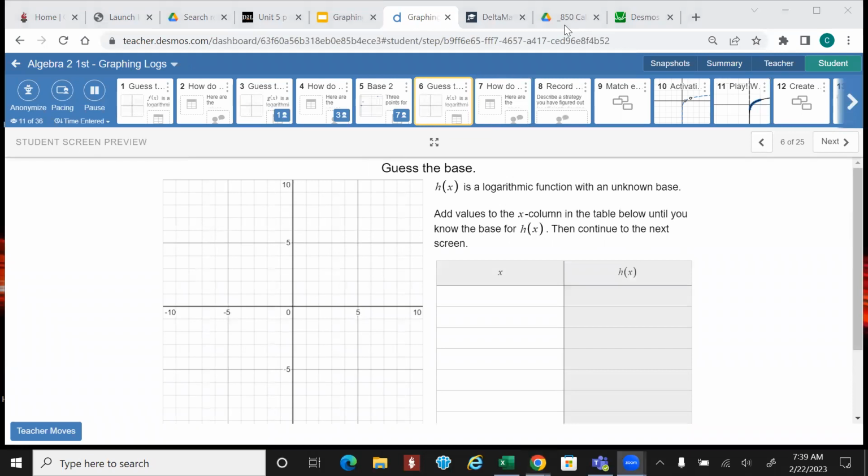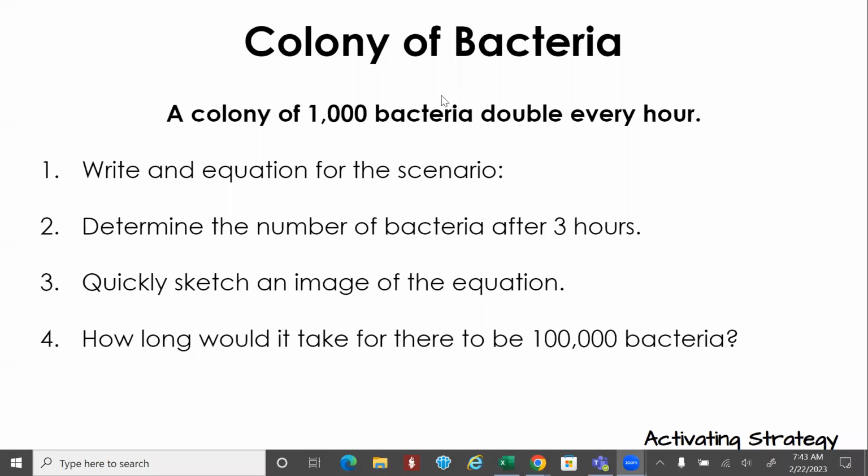Okay, so a colony of bacteria doubles every hour. We want to write the equation for this scenario. Okay, so when you come in contact with these kind of scenarios, remember, you're going to use that whole y equals a times b raised to the x. So what is a? Well, a is going to be our initial amount. How many bacteria do we start with? 1,000. Okay, and then what is it doing every hour? Doubling, so that's going to be 2.